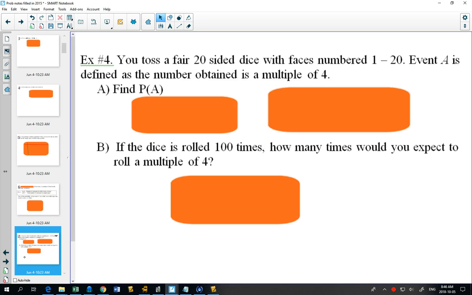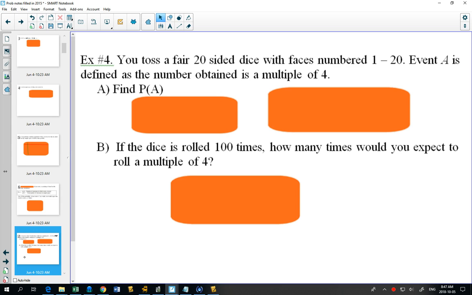You toss a fair 20-sided dice with faces numbered 1 to 20. Event A is defined as the number obtained is a multiple of 4. I'm sorry, I do not have a 20-sided dice. But I do have a 30-sided dice.